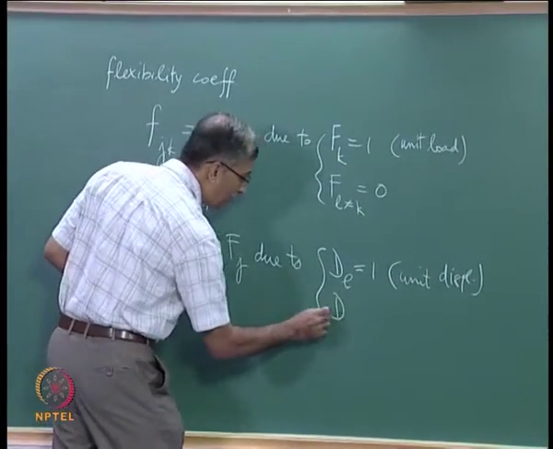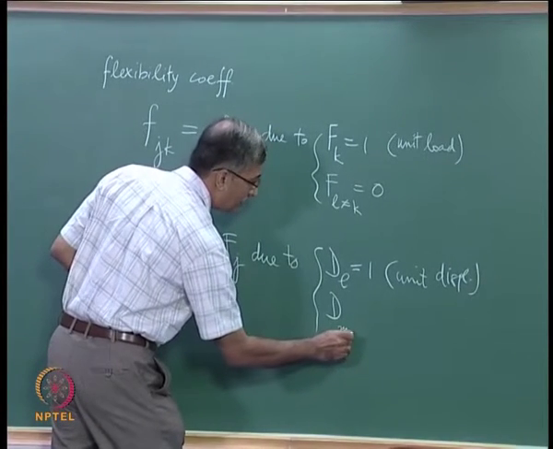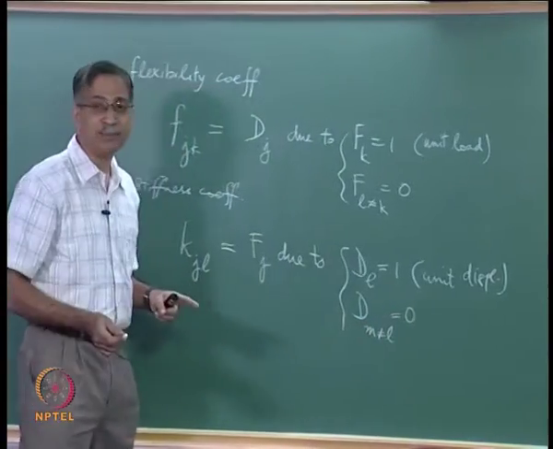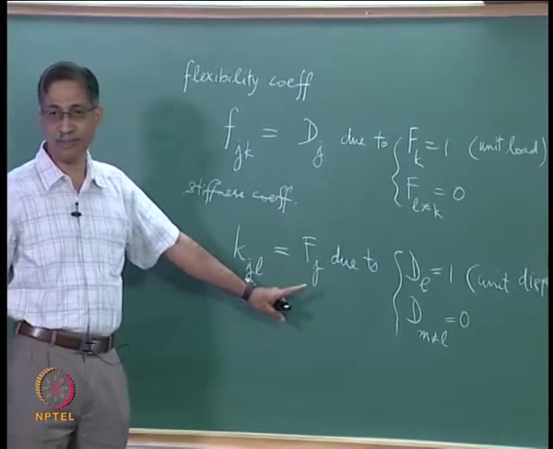And it is complete only if you take other joints, let us say M not equal to L. So all other displacements should be arrested, which means you are dealing with a somewhat different structure.